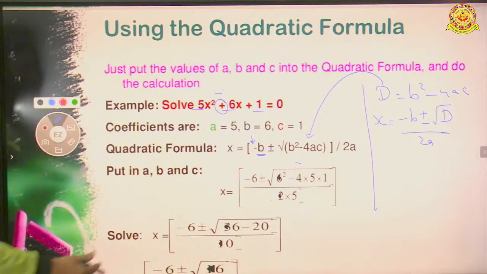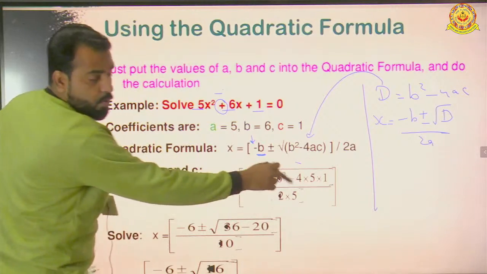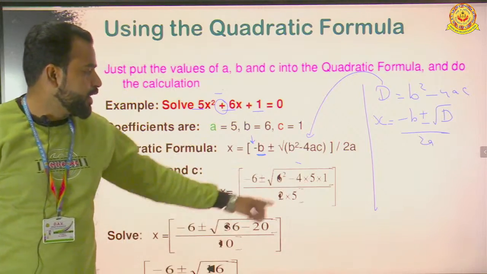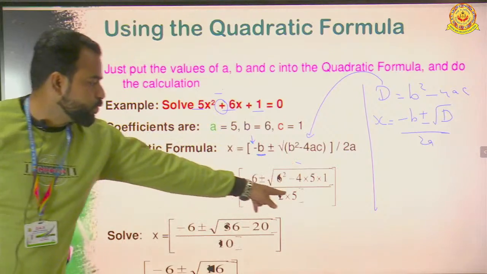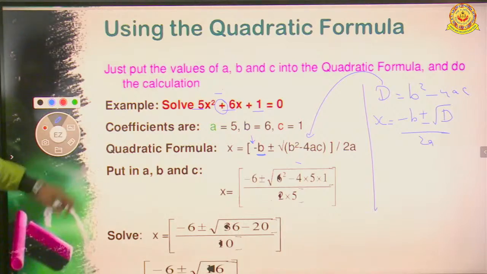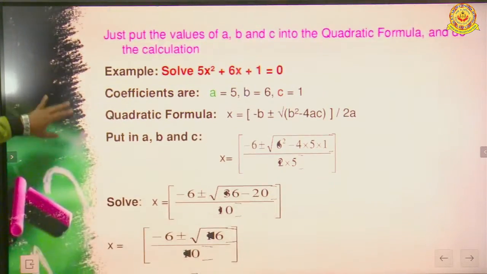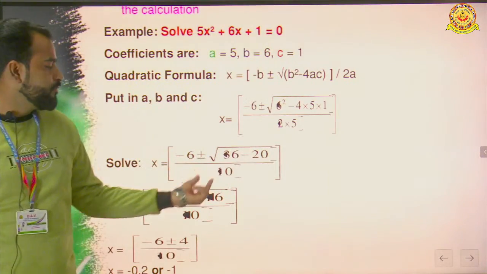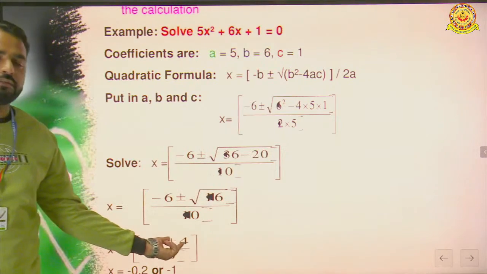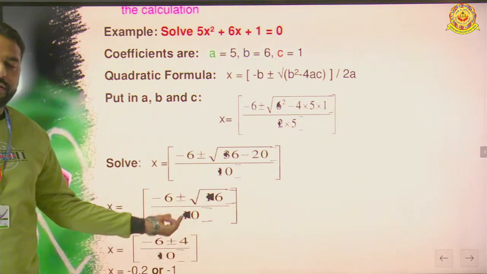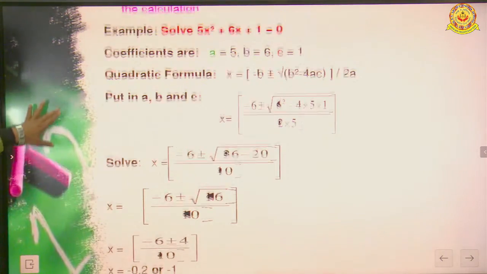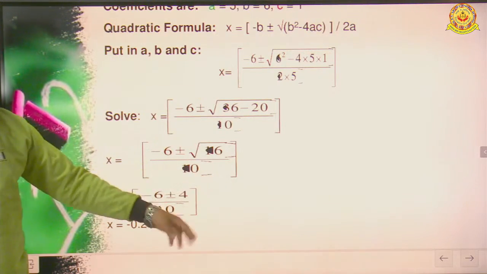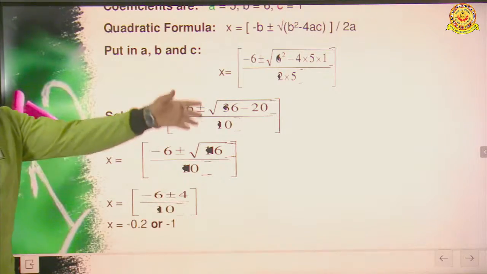Okay, now what do we have to do first? We will simplify the square root. In the square root, 6 square is 36 minus 4 into 5, which is 20, upon 2 into 5, which is 10. Now divided by 10 here, root of 36 minus 20 becomes 16 and the square root of 16 is 4. Outside the square root there is a plus minus sign, so we can find the two roots, alpha and beta, with the plus sign and with the minus sign. So minus 6 plus 4 and minus 6 minus 4, divided by 10.